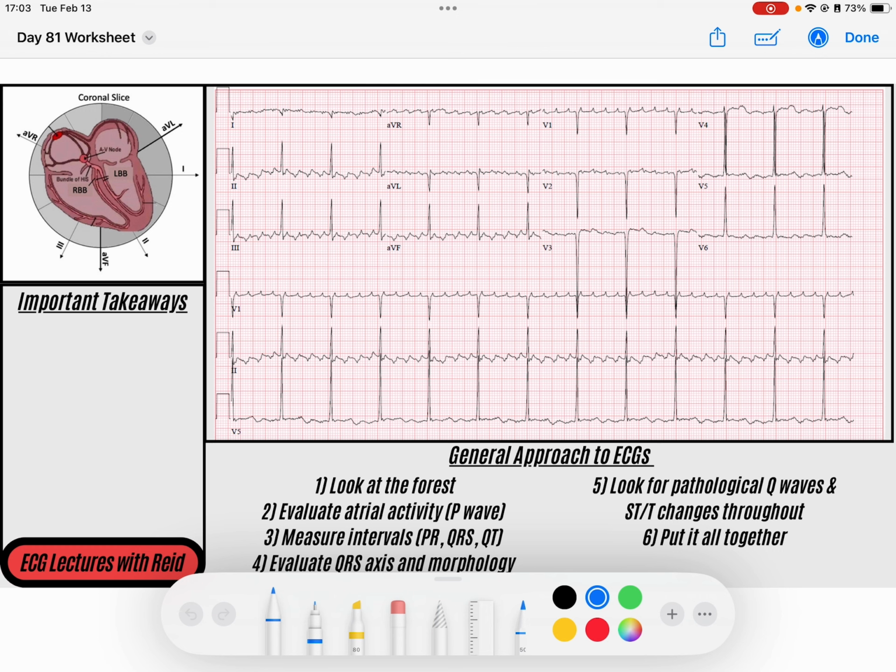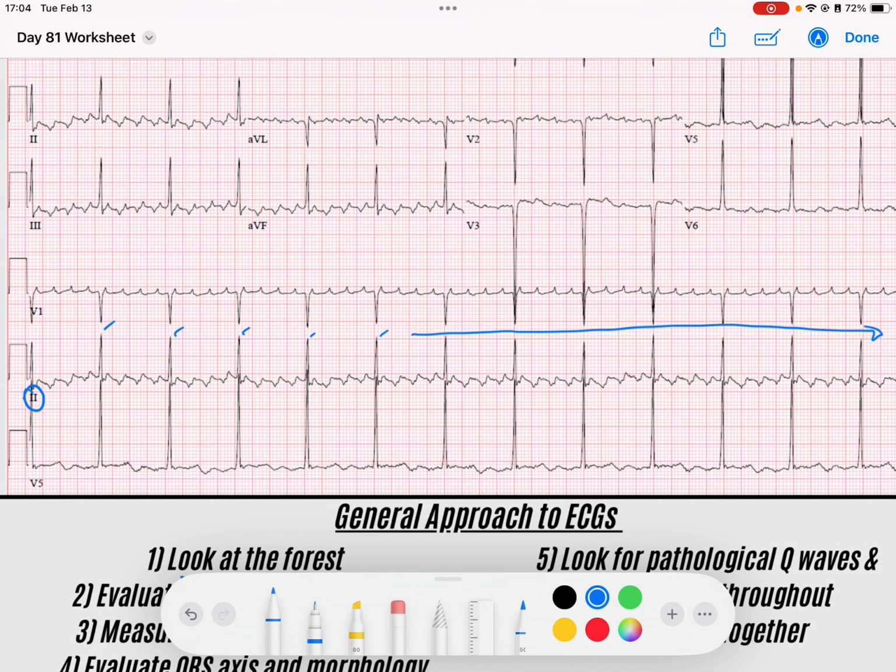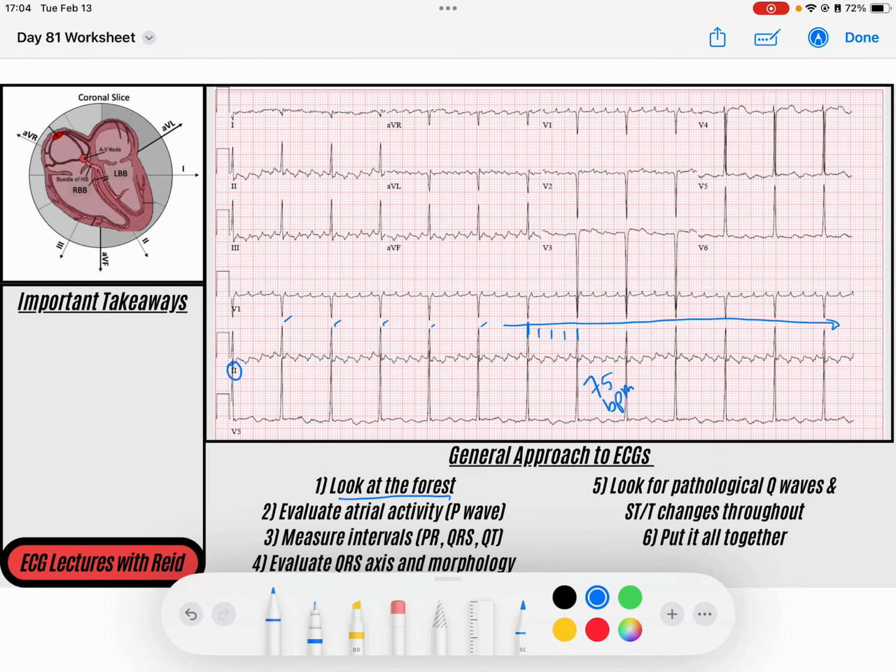First thing I like to do with ECGs is what I call look at the forest, and the trees of the forest are my QRS complexes. So I'll pick maybe lead 2, and what I see at first glance is that I've got this narrow complex rhythm that seems to be pretty regular. You can see I can trace this all the way to the end, and it maintains its pattern. It's got a rate here. If I find a QRS that lands on a solid line, maybe this one, 300, 150, 100, about 75 beats per minute. So that's a nice normal rate.